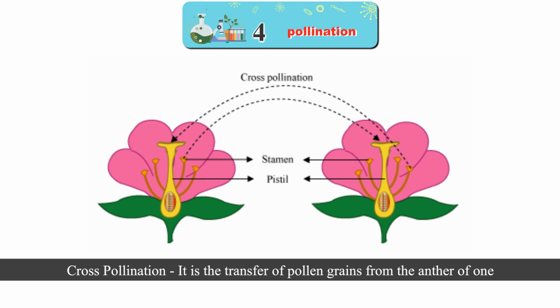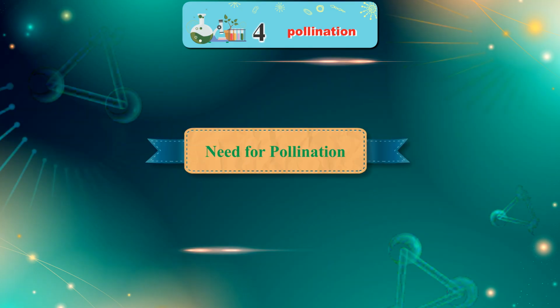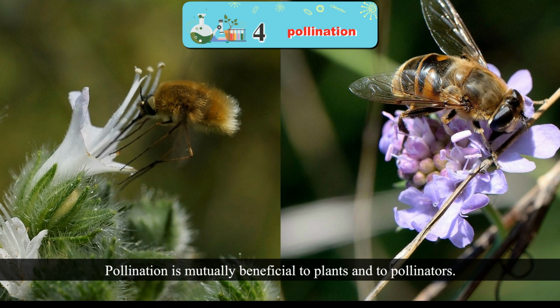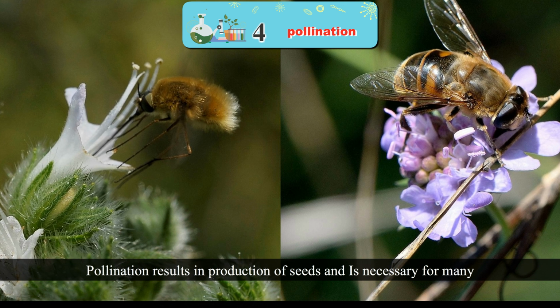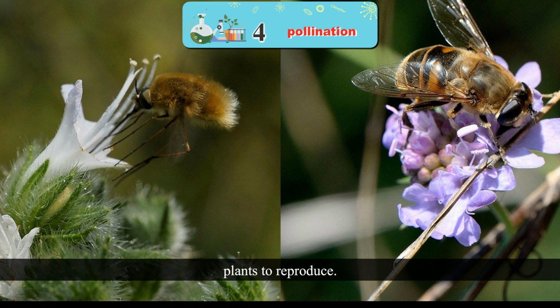Cross-pollination. It is the transfer of pollen grains from the anther of one flower to the stigma of another flower of the same species. Pollination can be done with help of insects, wind, or water. Need for pollination. Pollination is mutually beneficial to plants and to pollinators. Pollination results in production of seeds and is necessary for many plants to reproduce.